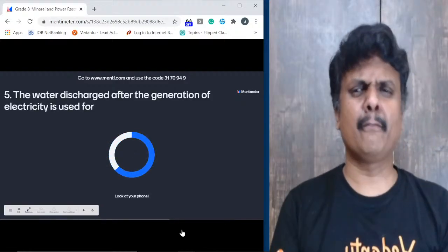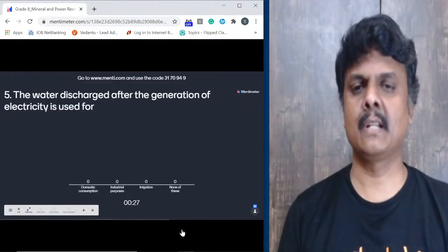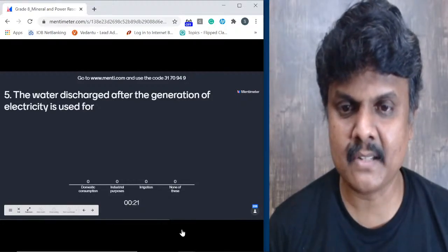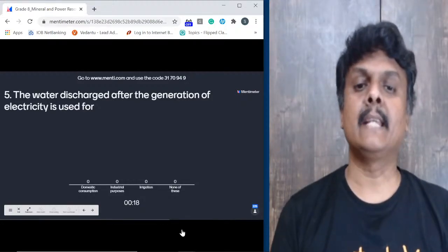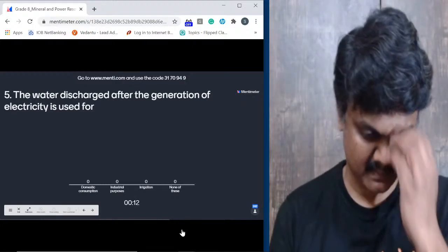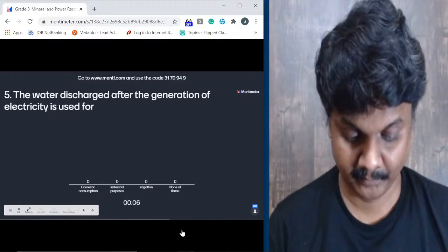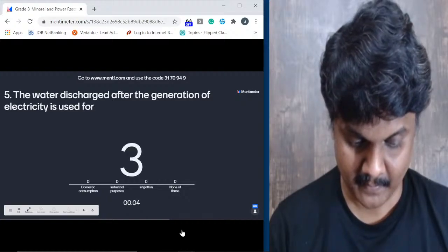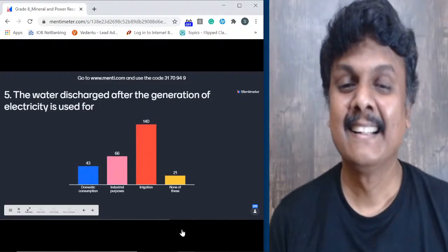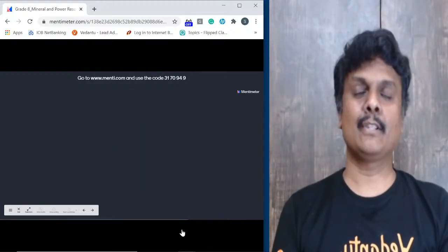Come on, I want you guys to give it a tough fight. The water discharged after the generation of electricity, hydroelectricity typically. Alright, what is it used for? Domestic consumption, industrial purpose, irrigation? None of these. I think so, Dilip. Okay, irrigation, guys, irrigation. You are bang on. So 140 of you got this right.